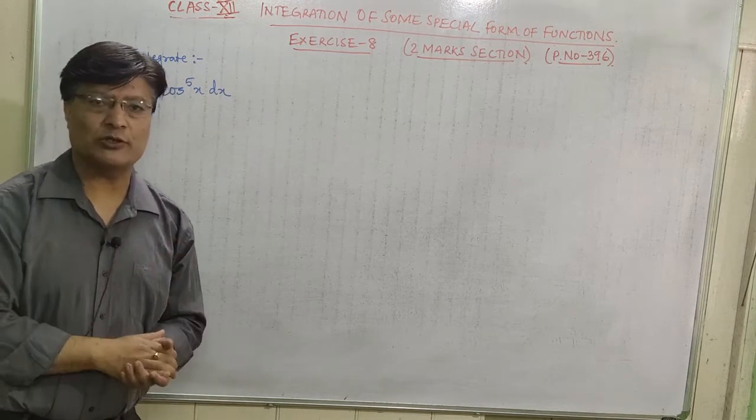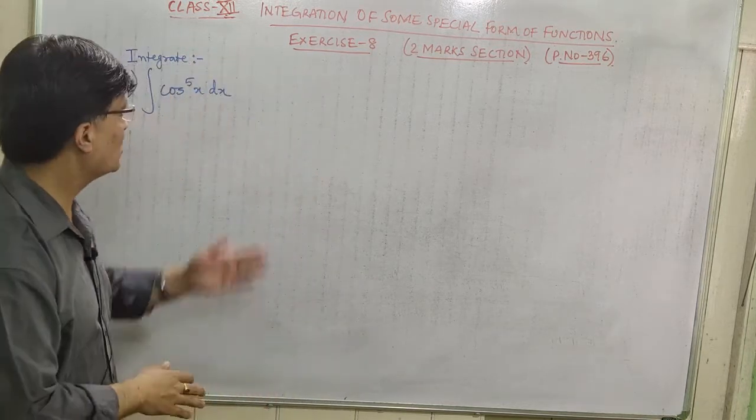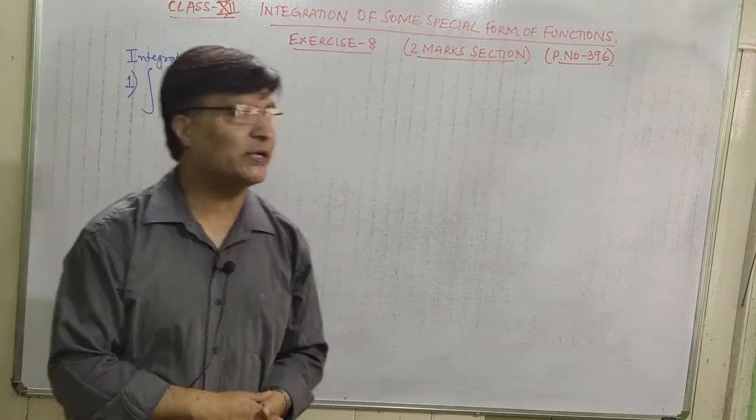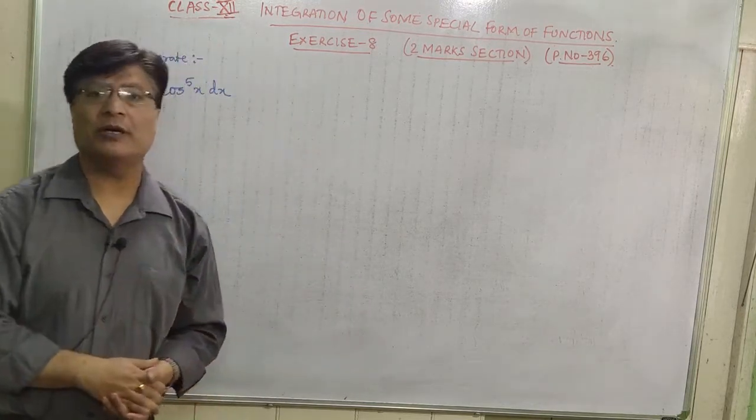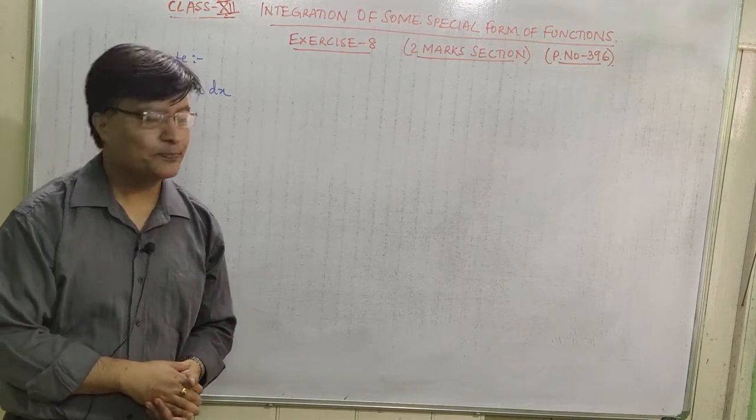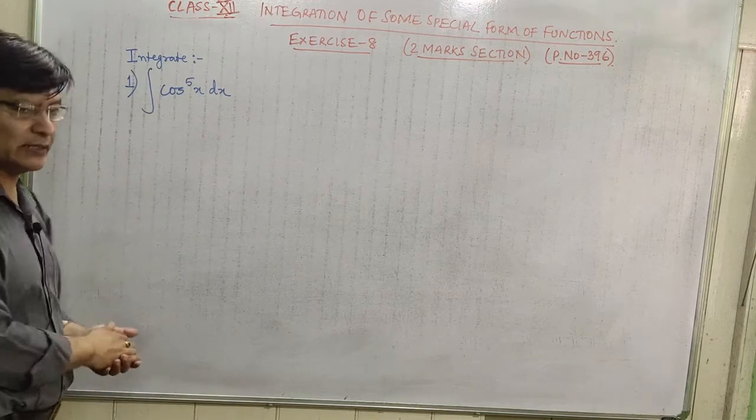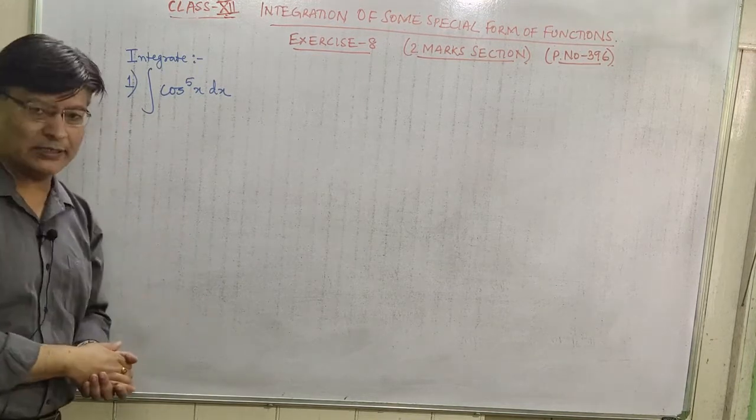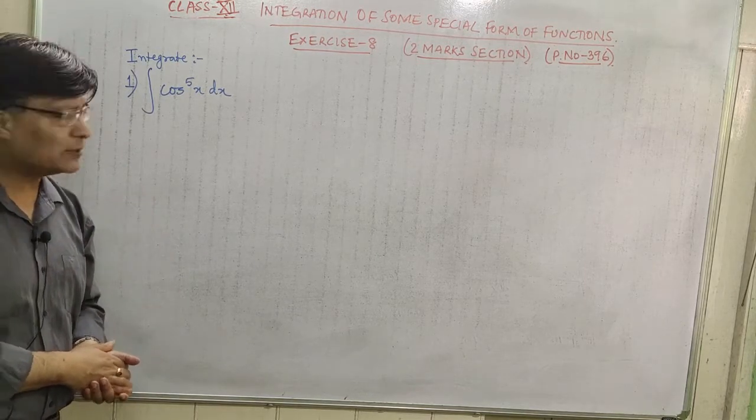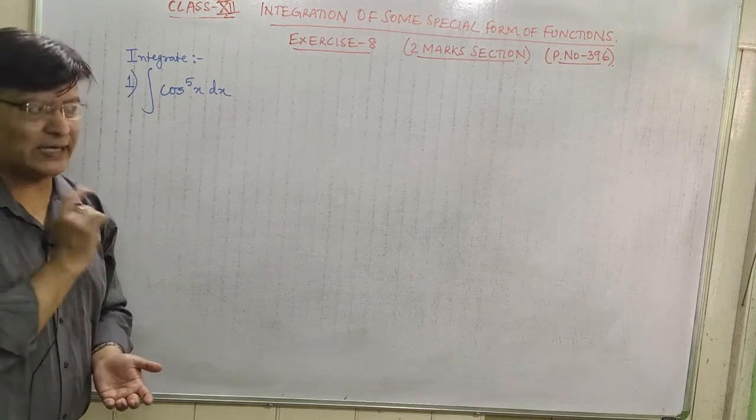So in this case also you should have the knowledge of trigonometry. So let's do this exercise 8, 2 mark section, page number 396 from the book Higher Mathematics for class 12 by S.N. Dey. So let's start this integration. So question number 1 here is integration of a trigonometric function. That is integration of cos to the power 5x dx.